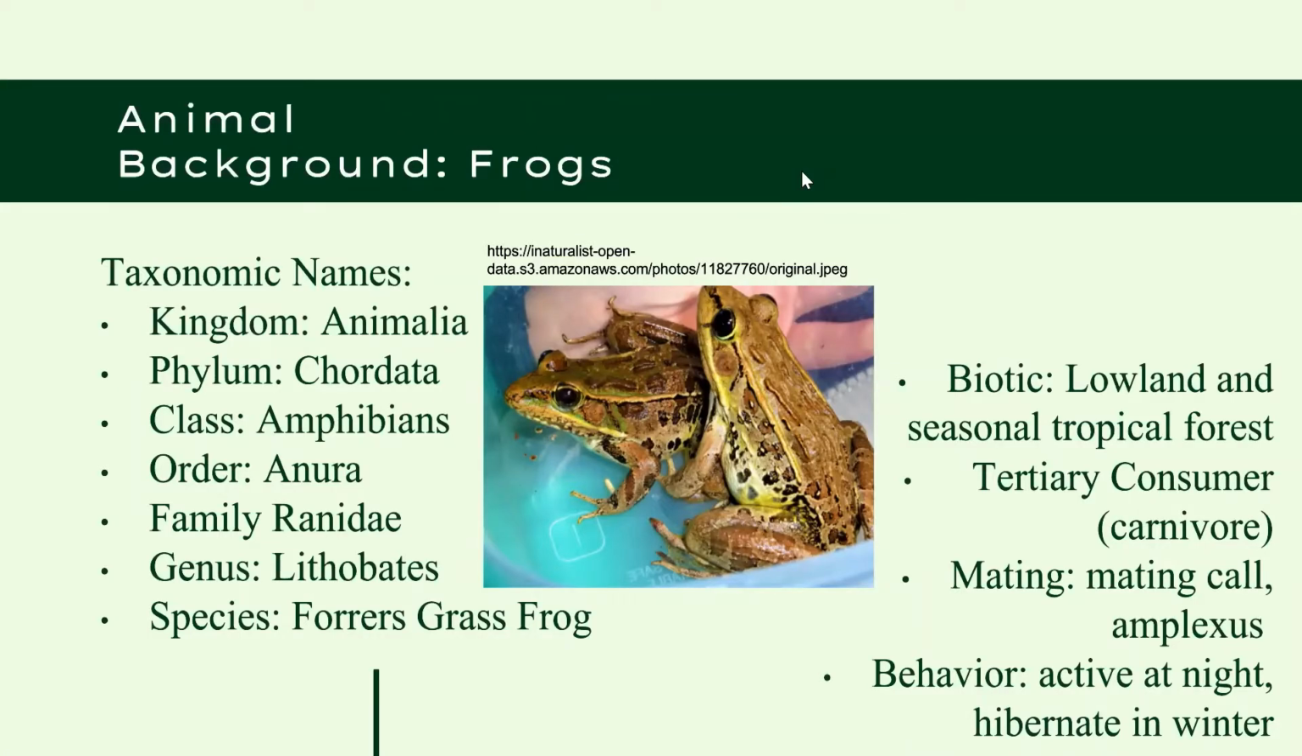So this is the forest grass frog. Its kingdom is Animalia, phylum Chordata, class Amphibia, order Anura, family Ranidae, genus Lithobates, and its species is the frog. These frogs live in lowland and seasonal tropical forest, typically in Costa Rica and Mexico. They can also adapt to man-made habitats such as flooded agricultural land and other systems.